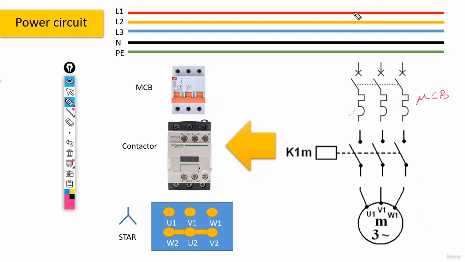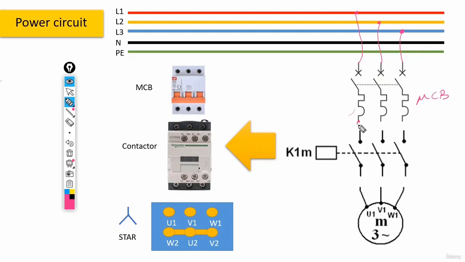Now, to put everything simply, we need to connect these lines, these phase lines, to our MCB breaker, as in L1, L2, L3, to the MCB breaker.